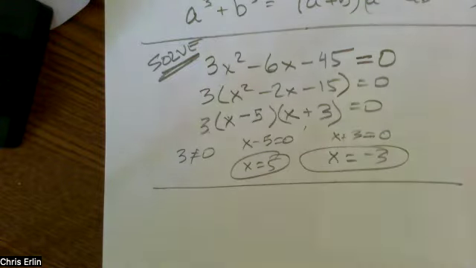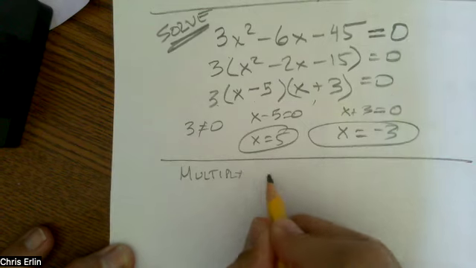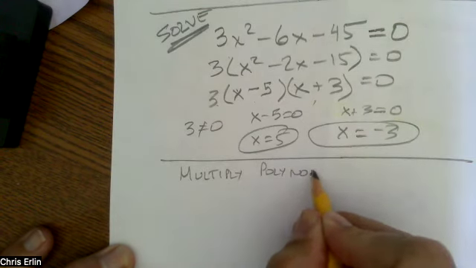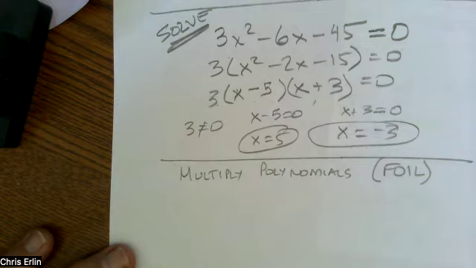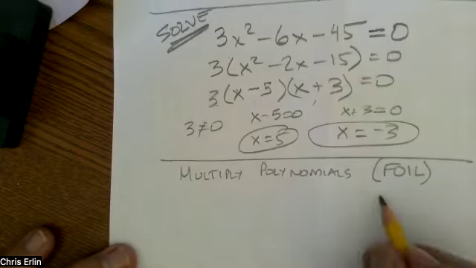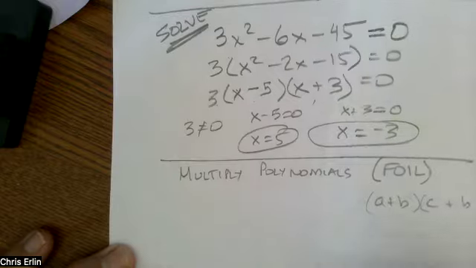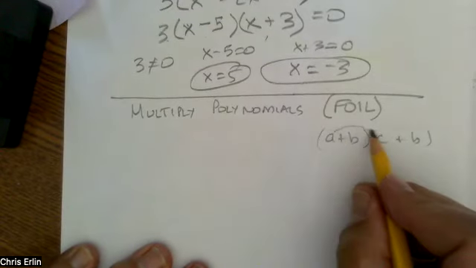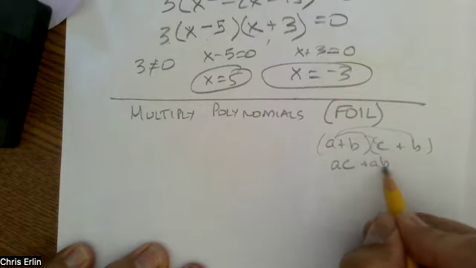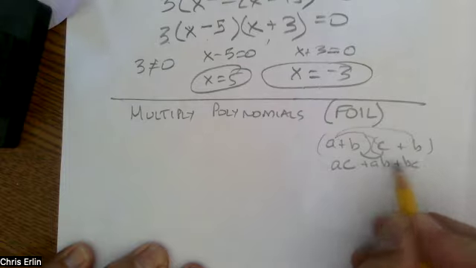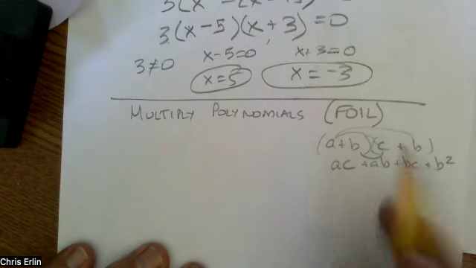The other side of factoring is multiplying. The official name here would be multiply polynomials. And often they'll just call it FOIL. But FOIL is really just when you multiply 2 binomials. You do the first terms, the outer terms, the inner terms, and the last terms. First, outer, inner, last.